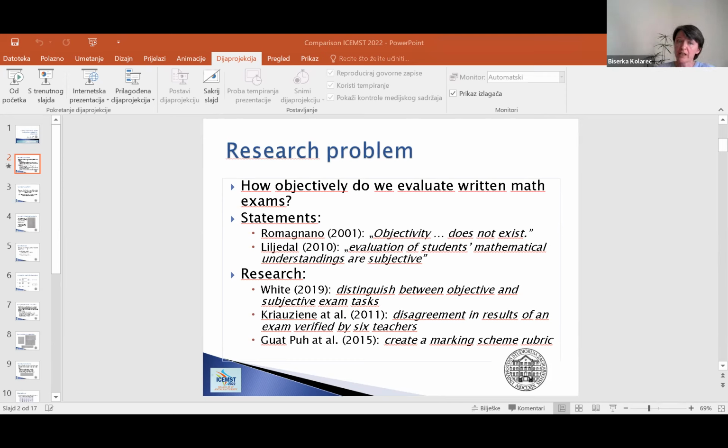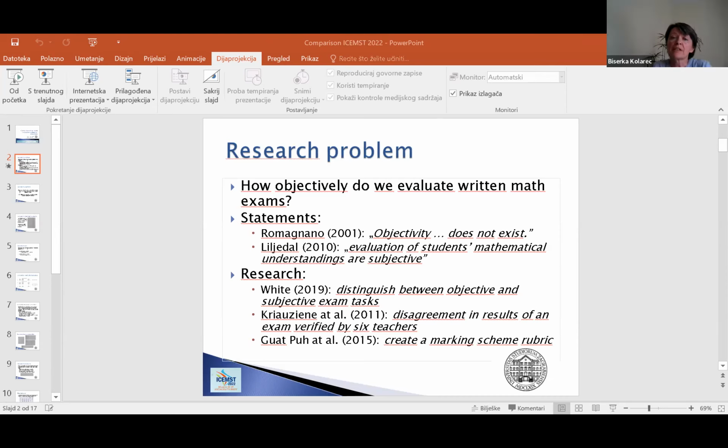So we will address the question: how can objectivity be increased in the evaluation of written mathematical exams that contain problem tasks? More precisely, can different evaluation methods increase the level of objectivity in exam evaluation?